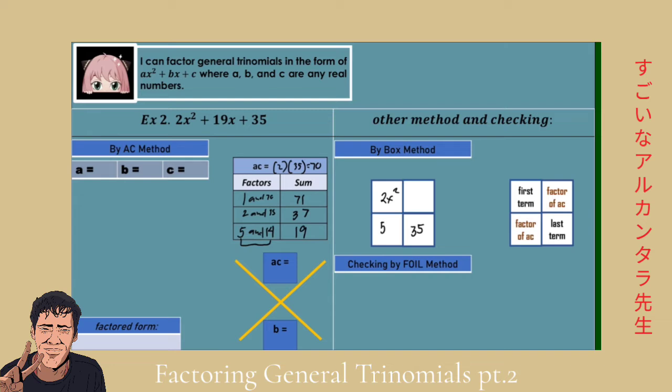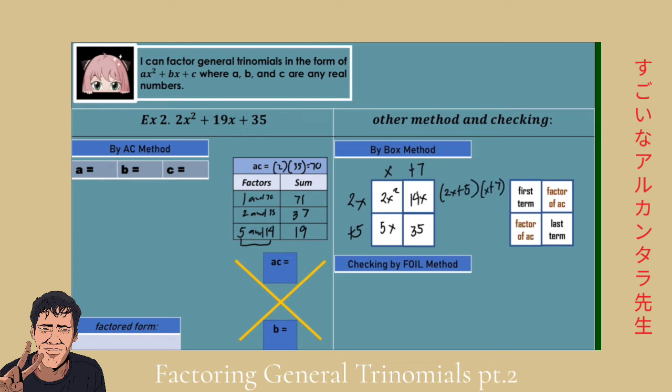So this is 5x. This is 14x. So if you factor out the GCF for the horizontal first, 2x squared and 14x, the GCF is 2x. 5x and 35, the GCF is positive 5. Next, 2x squared and positive 5x, they both have x. And then lastly, 14x and 35, they both have positive 7 as their GCF. So your final answer should be 2x plus 5 times x plus 7.